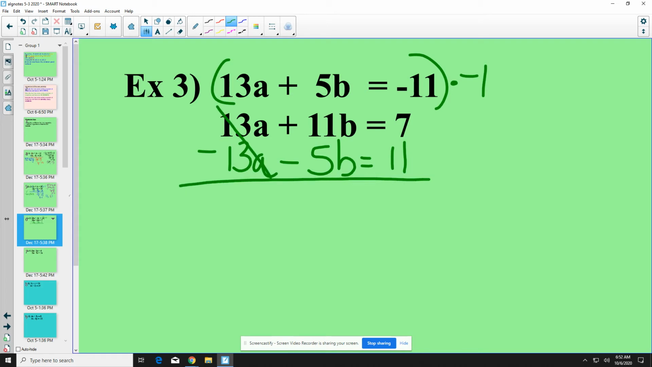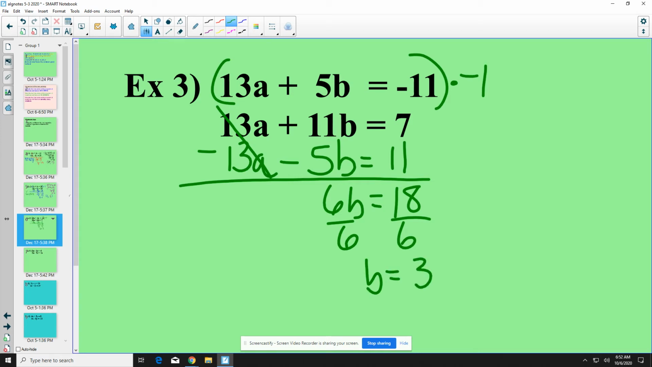13a minus 13a cancels, becomes 0. 11b minus 5b is 6b. Okay, and then 7 and 11 make 18. So I'm adding the two equations together, and then I'm solving for b. So I'm going to divide by 6. I'll get b equals 3.